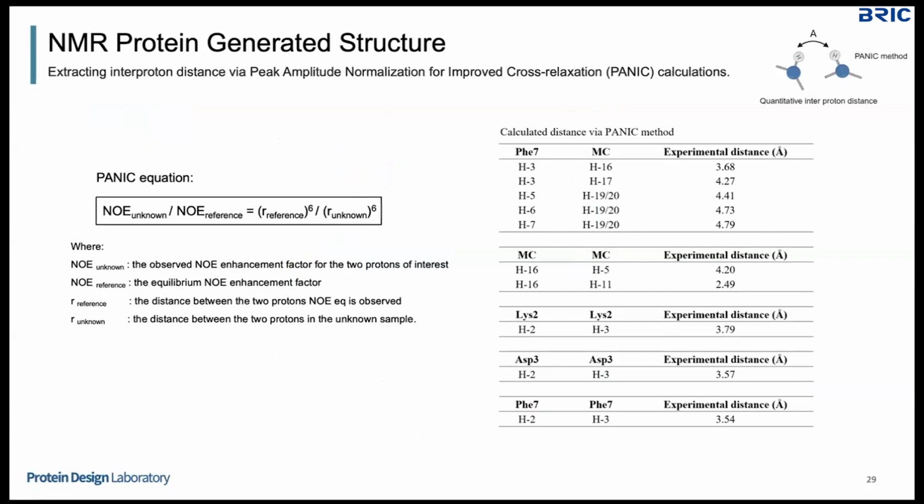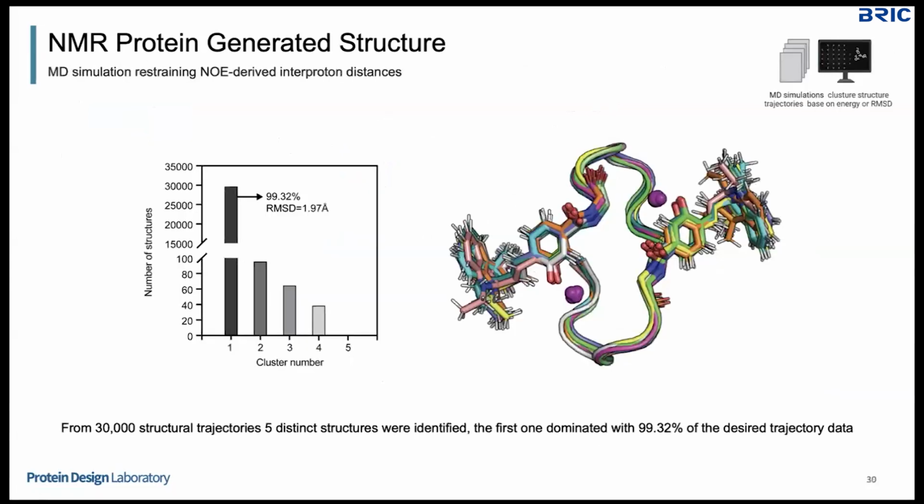After that, we implanted these calculated distances within the MD simulation, and we got the trajectories. We ran around 30,000 structure trajectories. Five of them were matching up with our structure, and the identity was 99% matching with our design structure.